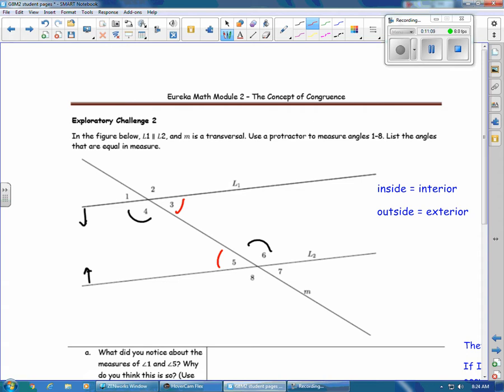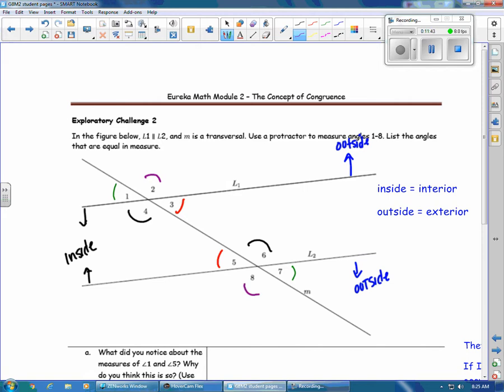Now, alternate exterior angles also have the same measure. Exterior is going to mean that they are on the outside of the parallel lines. And again, outside, actually, I should have said inside over here. Okay, so alternate exterior angles, I've got 1 and 7, and another set would be 2 and 8.